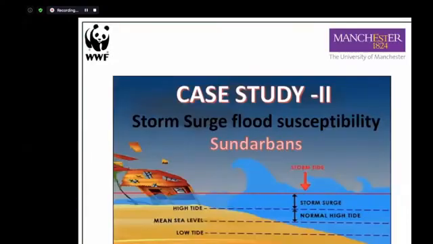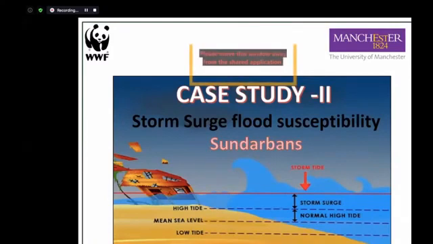Now I come to my next case study, that is storm surge flood susceptibility. Again, it's in Sundarban. We already faced a storm surge flood in Sundarban about 50 to 60 days ago, and a huge area was inundated due to the Amphan storm surge flood. But my case study was before this storm surge. I think this paper was published in Catena in 2017, and at that time I prepared the storm surge flood susceptibility modeling for Sundarban.